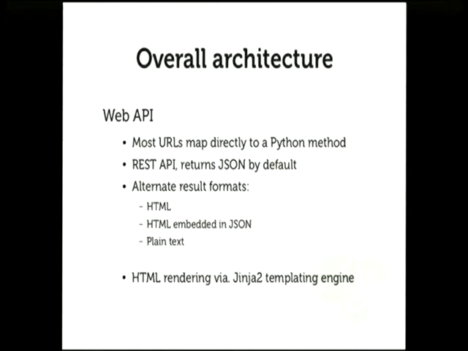We have a web API. I touched on that briefly in the demo, where you can get things back as JSON. So most of the URLs that people see in their web browser map directly to a Python method. And that Python method, by default, if you hit it as an API endpoint, returns JSON. If you hit it using the regular interface, it'll give you HTML. But we also provide HTML embedded in JSON, which is useful for doing Ajax-type things. And there's plain text, and we might do XML or whatever if there's a demand for it. The HTML that we do render is rendered using the Jinja 2 templating engine.